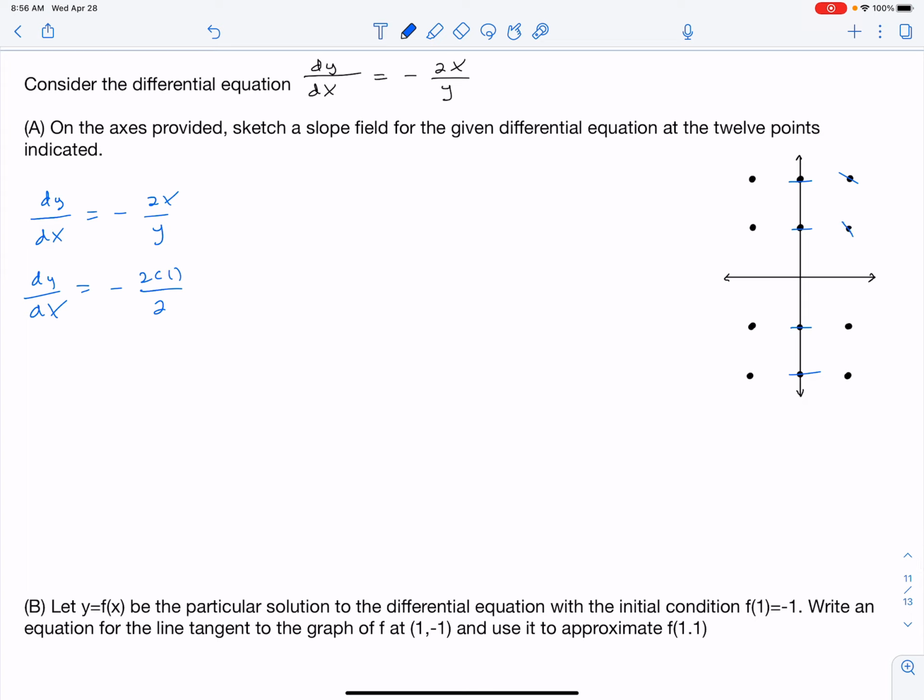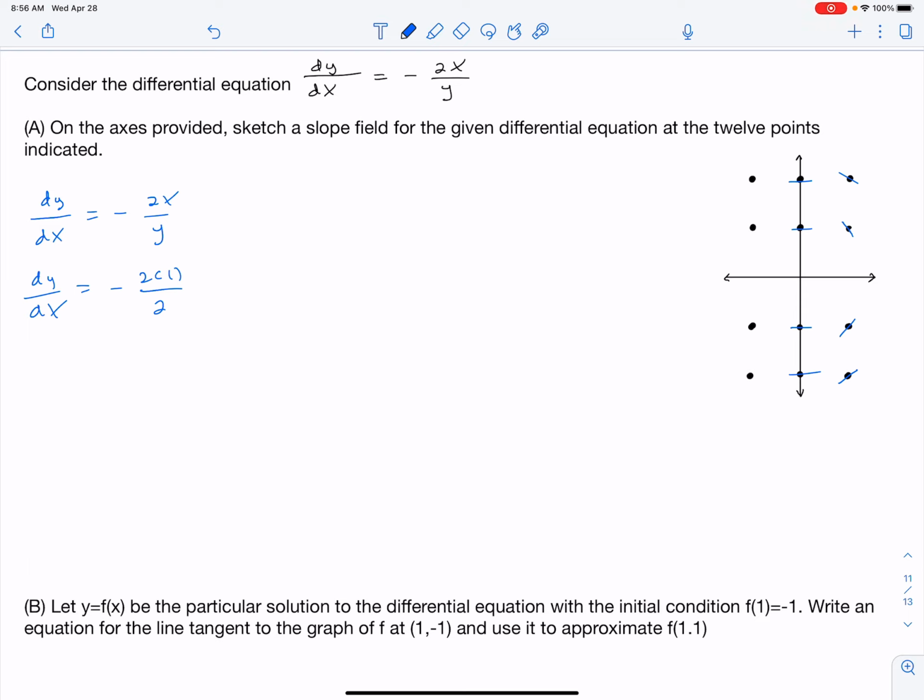Then let's keep on going here. If I plug in this point, let's think, is this going to be positive or negative? The y values are negative and the x values are positive, so it's going to be not negative, it's going to be positive, right? Because it's going to be negative times a negative. So it's going to look very similar to the last one. This one will be 2. This one will be 1.